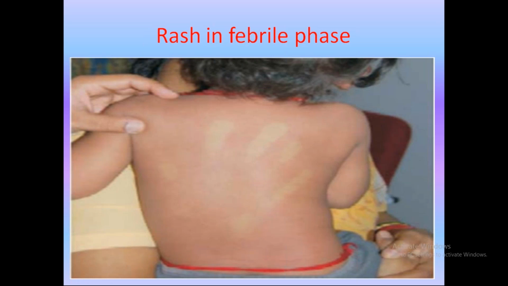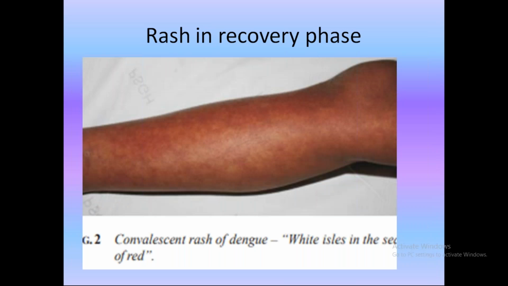So what we have to take care of in the febrile phase: because throat pain is there, nausea is there, the child may have vomiting, so we have to prevent dehydration. Plenty of oral liquids we have to give, and paracetamol to decrease the temperature. Because it is viral, there is no need of any antibiotic usage. Just to differentiate between the rash in febrile phase and the rash in recovery phase.